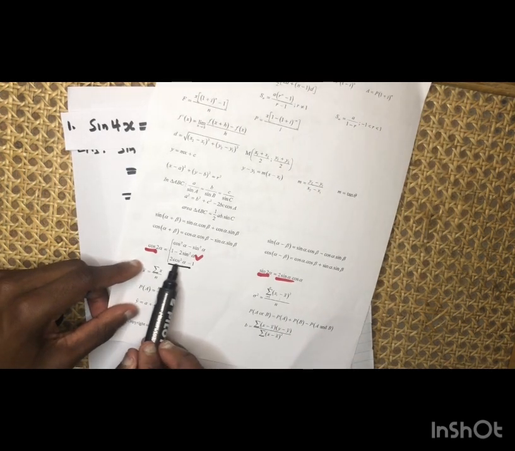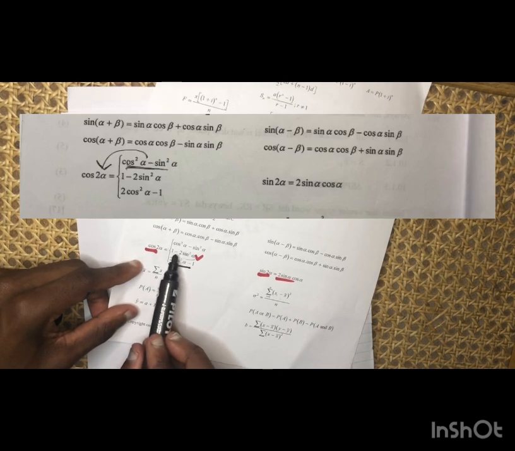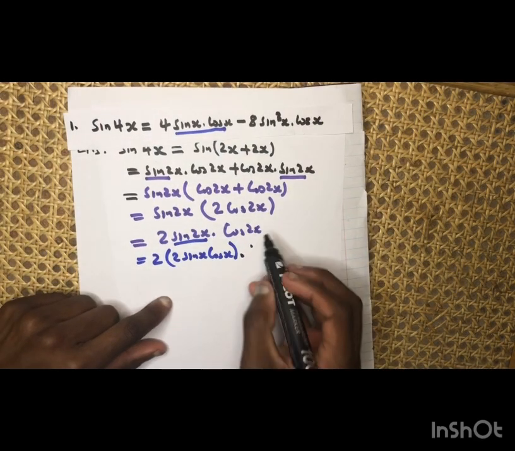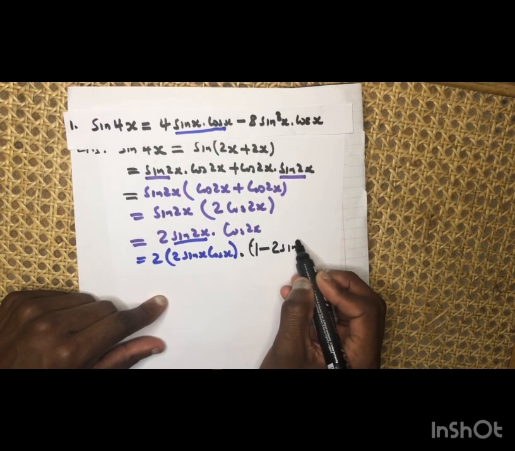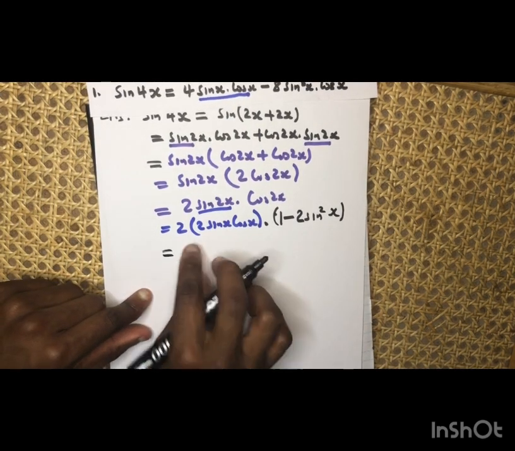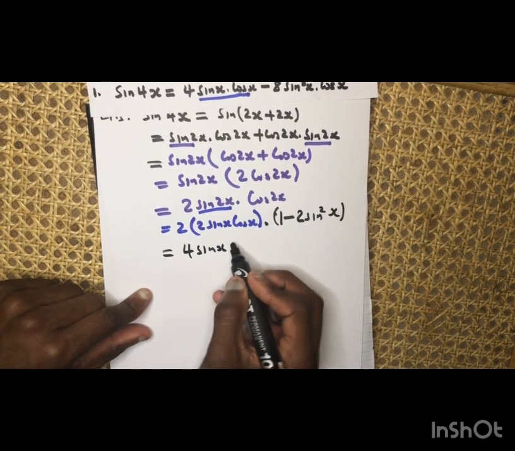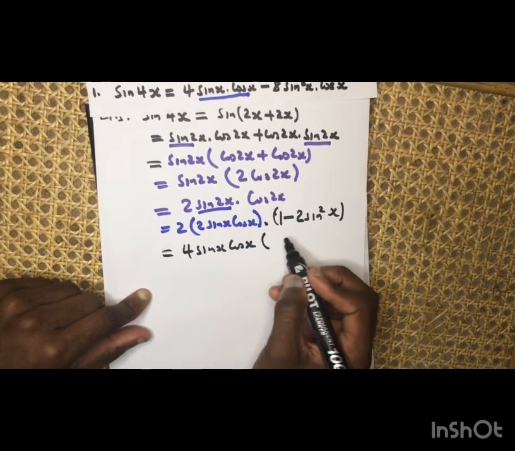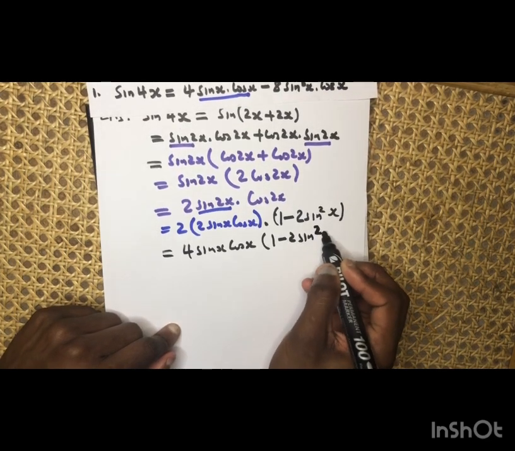If I take this one, it won't help me because I don't have the squared here, cos squared there. If I take option number 2, let's take option number 2 and see what we will have there. If I take 1 minus 2 sine squared x now. So this is the same as 2 times 2, which is 4 sine x cos x. Then inside here we have 1 minus 2 sine squared x.